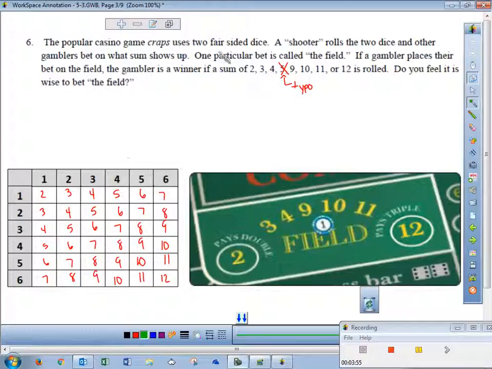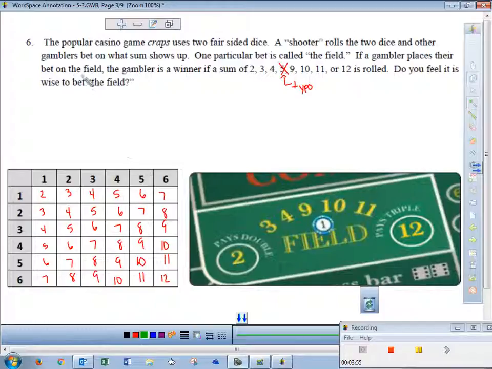They roll two fair six-sided dice, and the person that rolls the dice is called a shooter. They roll the dice, and other gamblers just bet on what the sum of those two dice is. One of those bets is called the field, as you can see here on the craps table, with the green felt and all that stuff.